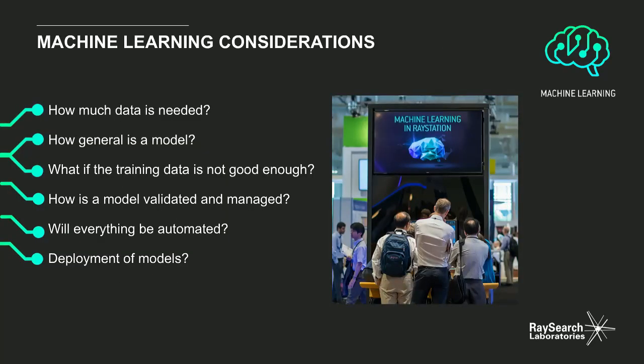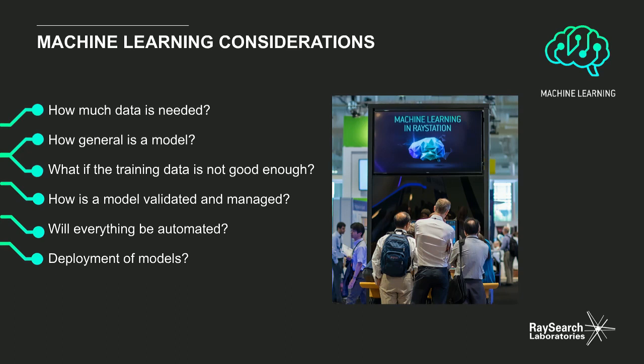There is, of course, new technology coming in, and there are considerations and things to discuss here. These are some questions that typically arise. How much data is needed? It's typically hard to say, but it is definitely in the order of 50 or 100 patients to train a machine learning model for segmentation, for example. But it's maybe more important to have representative, unbiased data than a large volume, to avoid bias in the model.